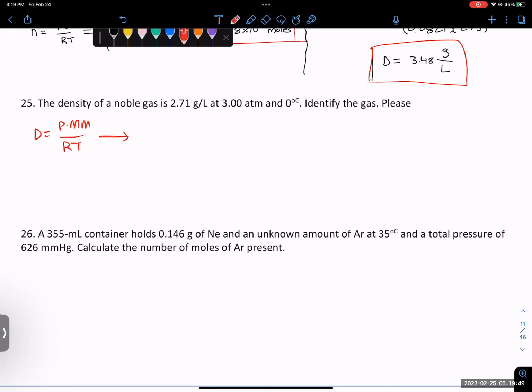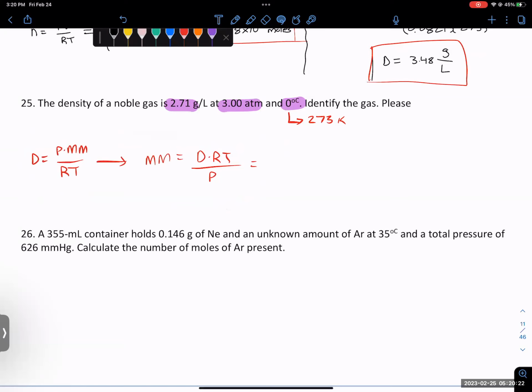So we know that we need to solve for molar mass. So it's going to be molar mass equals density times RT over pressure. We have all the variables: 3 atmospheres, and 0 degrees Celsius must be converted to Kelvin. So 0 degrees Celsius is 273 Kelvin. So let me go ahead and drop this down.